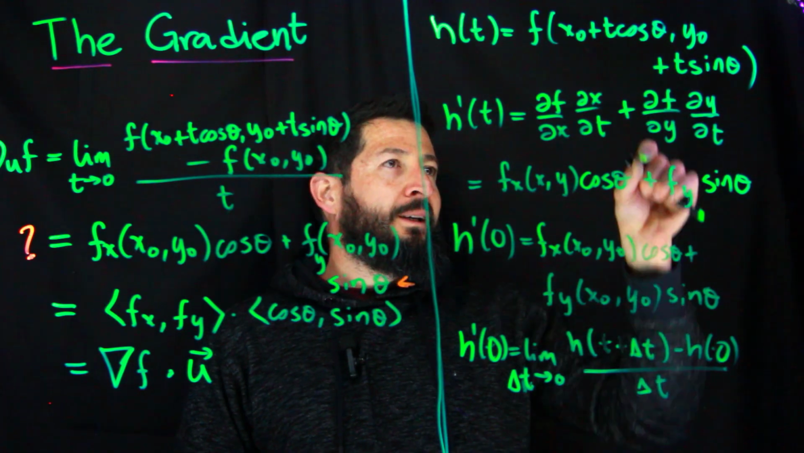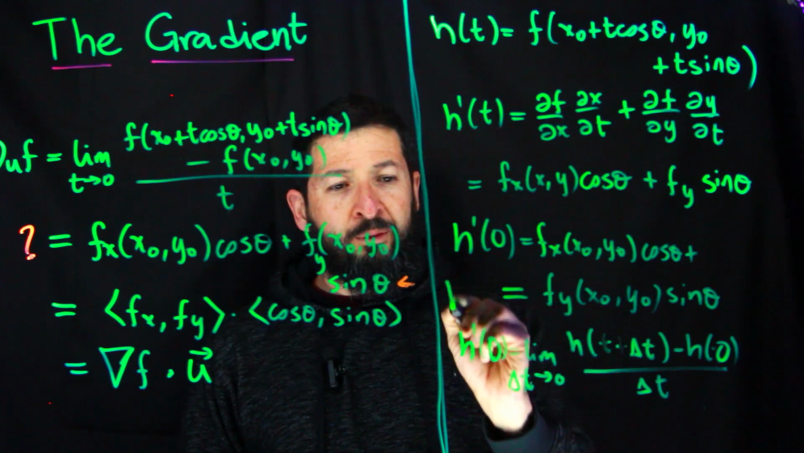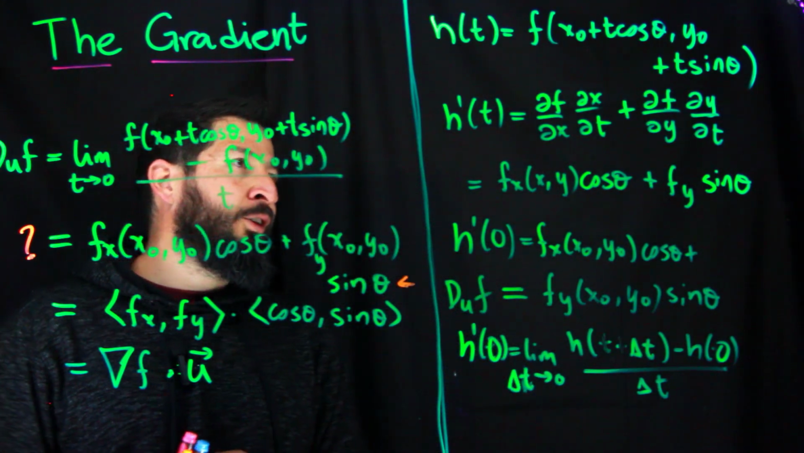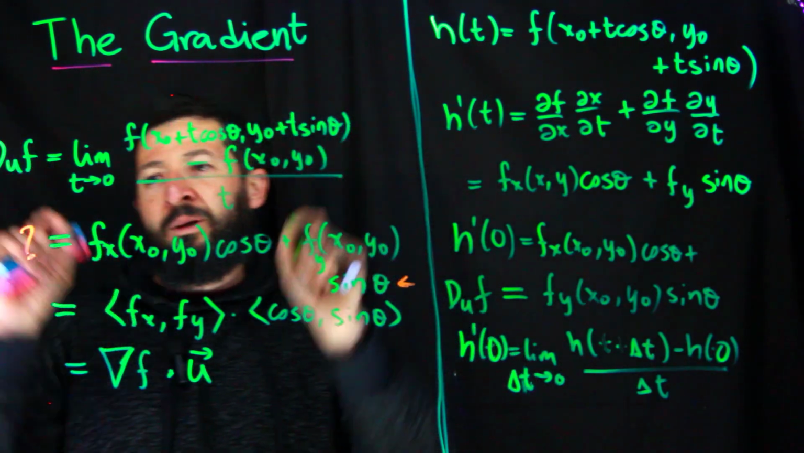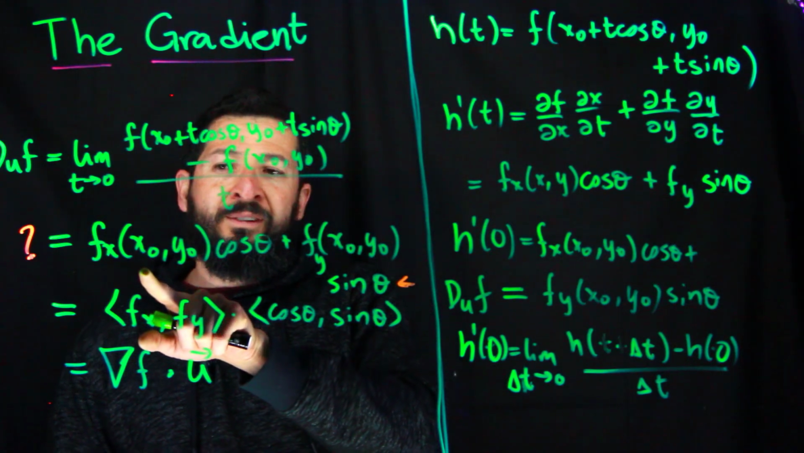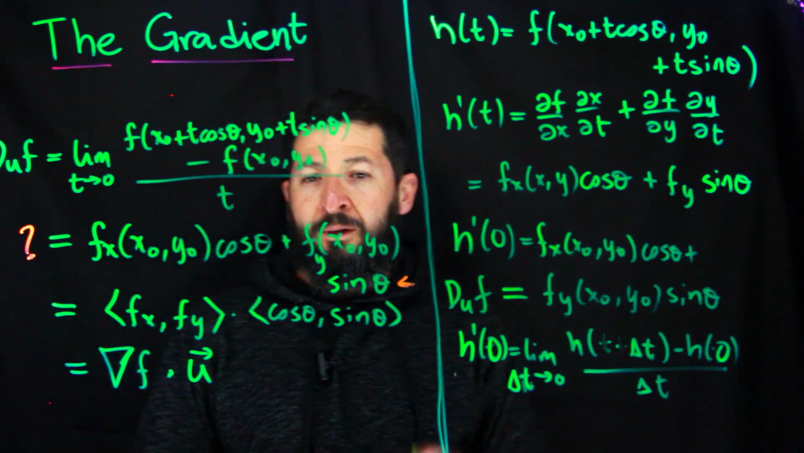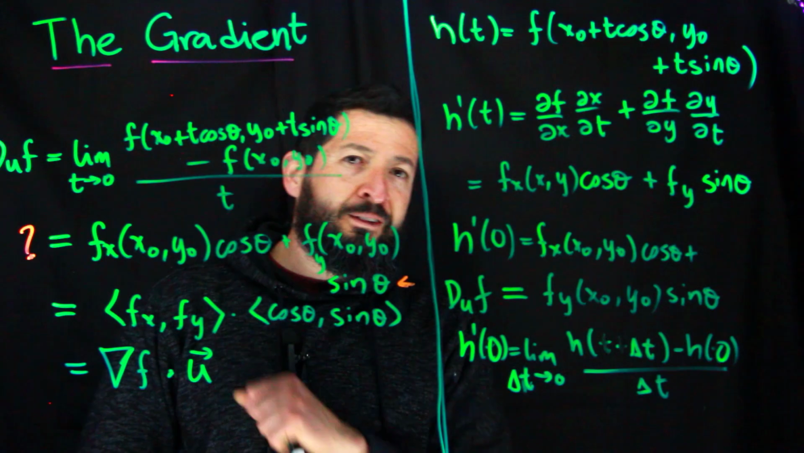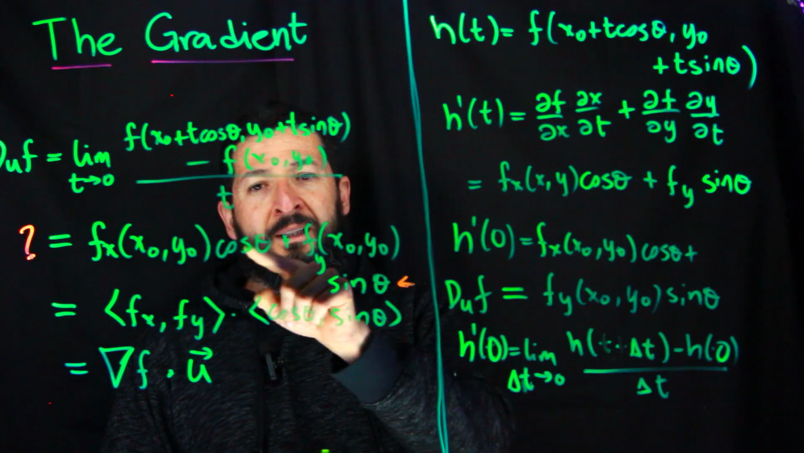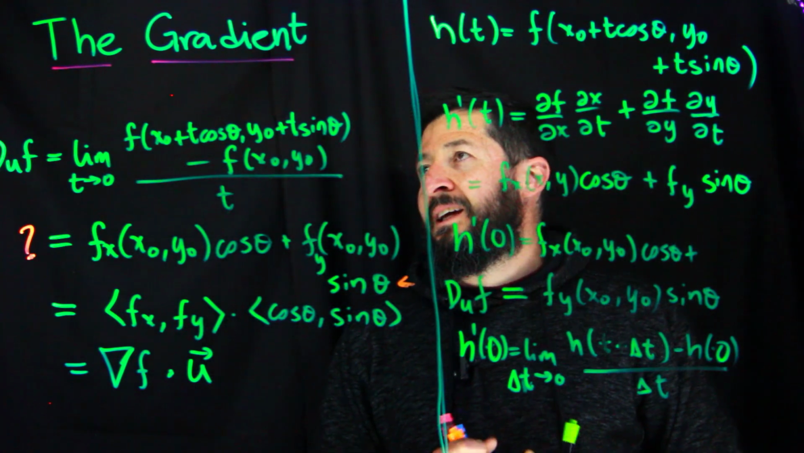And so the derivative I computed here at 0 is exactly equal to the directional derivative of f in the direction of u. So that establishes that there's an easy way to compute the directional derivative, by virtue of taking the partial derivative with respect to x, evaluated at x naught, y naught, times the cosine of the angle, plus the partial derivative with respect to y, times the sine of the angle. And that tells you how much the function is changing when you're going in the direction of the vector cosine theta, sine theta.